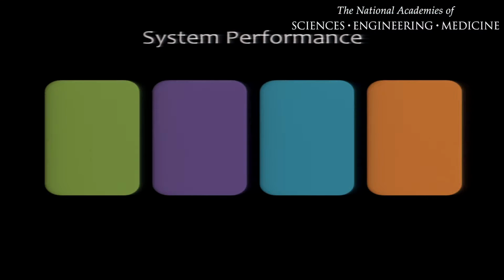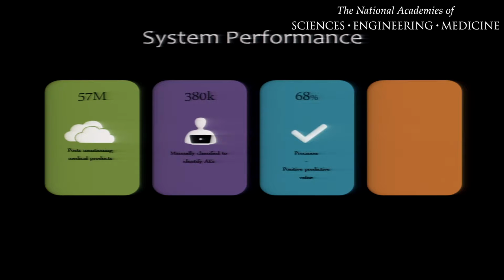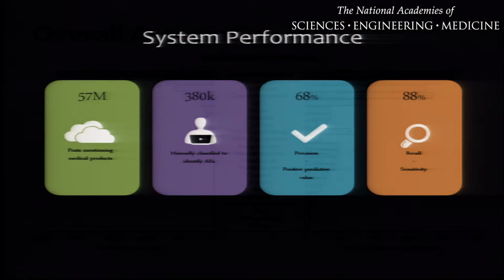Just to give you a sense of the types of data we're collecting, and once again, there are some font issues here, but we've collected about 57 million mentions of drugs. That's quite a large data set that no single individual can actually deal with. But we've curated a pretty substantial number of those, 380,000, seen by an individual. And our precision and recall are still improving, at 68% for precision and 88% for recall. The systems are getting better and better over time as our curation improves.